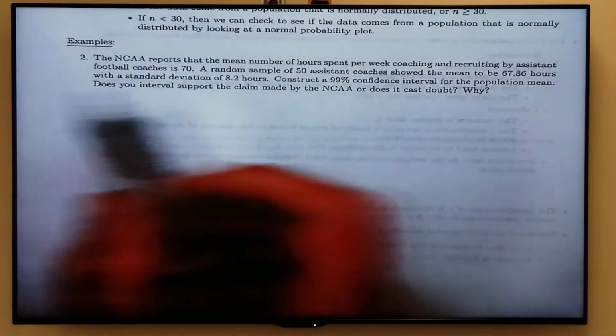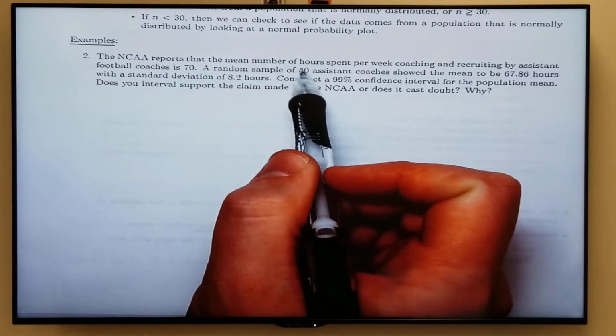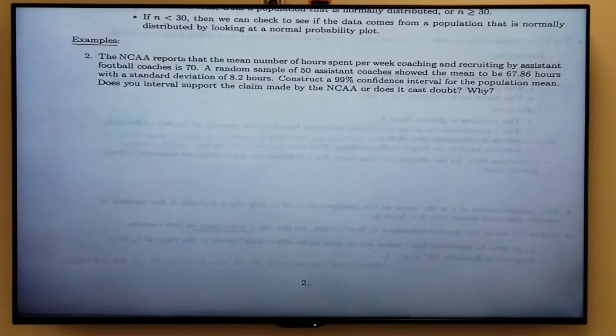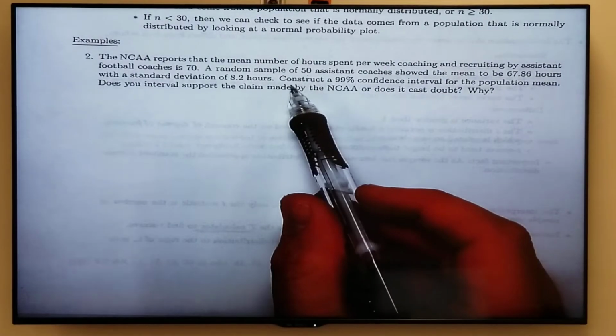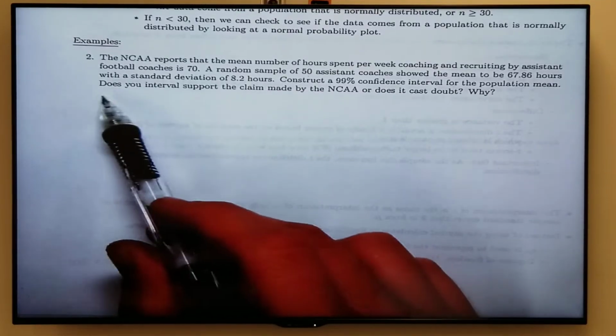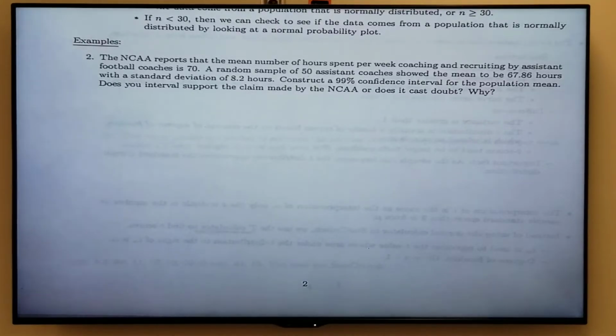So the NCAA claims that their coaches spend 70 hours a week coaching. A random sample of 50 coaches actually showed that that number was 67.86 hours. Now we're being asked to construct a 99% confidence interval for the population mean. Does your interval support the claim made by the NCAA or does it cast doubt?